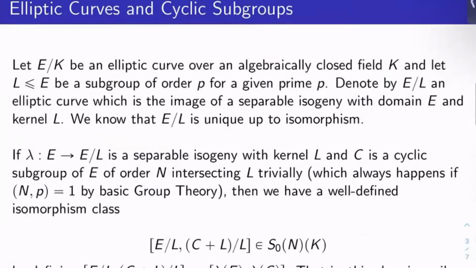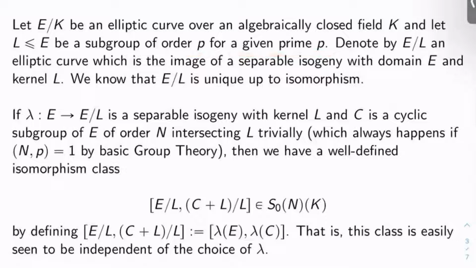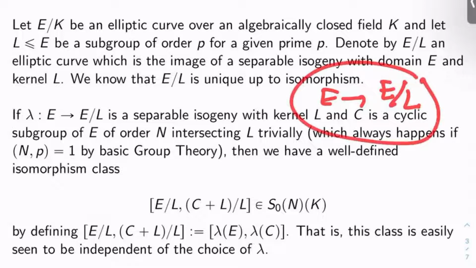Well, let's let E over k be an elliptic curve where k is still your algebraically closed field. Let's let L be a subgroup of E of order p for some given prime p. We'll denote by E mod L an elliptic curve which is the image of a separable isogeny with domain E and kernel L. So usually we would write it like this: E over L would be the image of some separable isogeny whose domain is E.